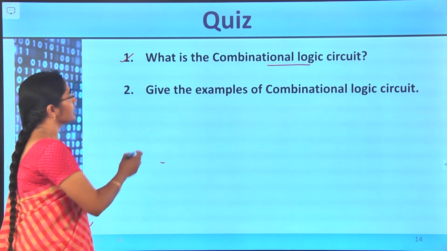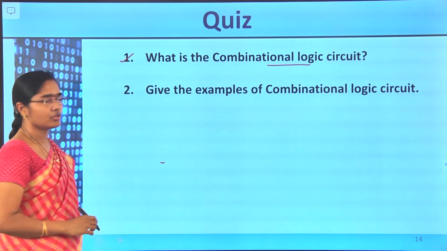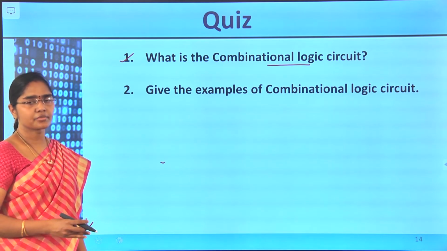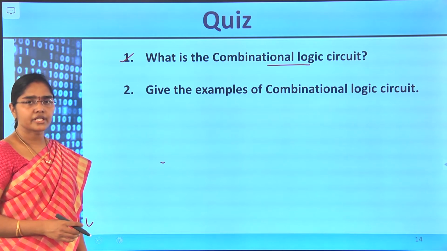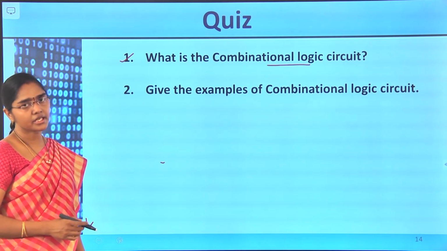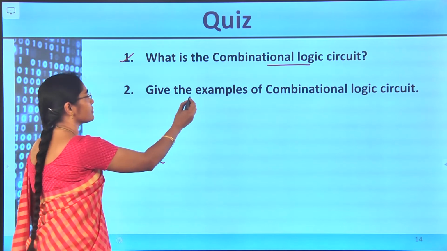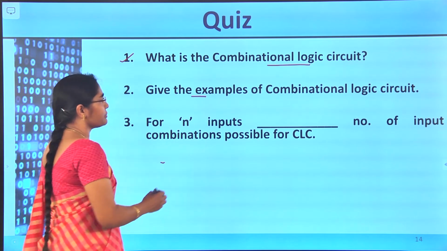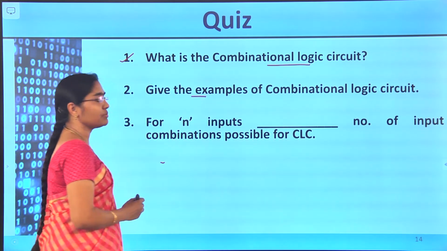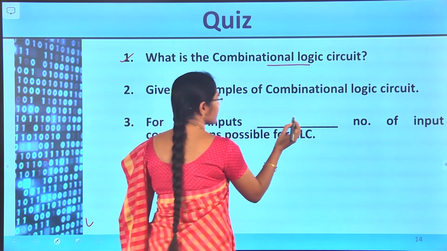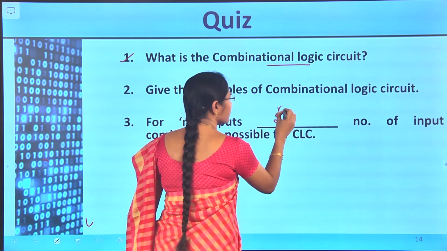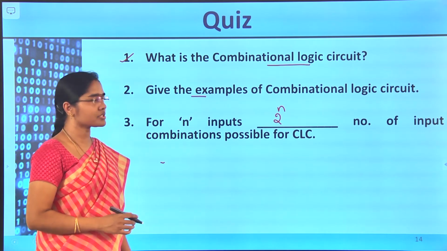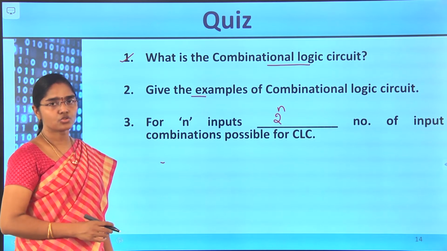Next question, give examples of combinational logic circuits. Just now we have seen arithmetic circuits like adder, subtractor, adder bar subtractor, encoder, decoder, multiplexer, demultiplexer. All those are examples of combinational logic circuits. Next one, for n inputs, dash number of input combinations are possible in a combinational logic circuit. We have seen that for n inputs, a total of 2 power n combinations of inputs are possible. So, the answer is 2 power n.